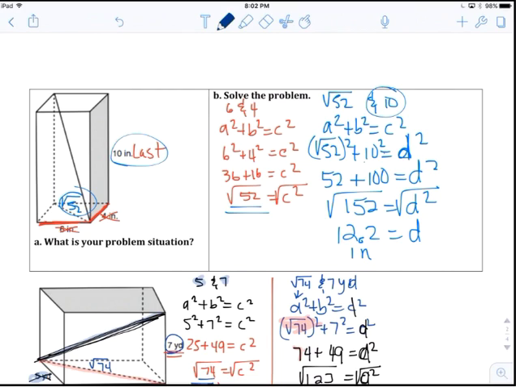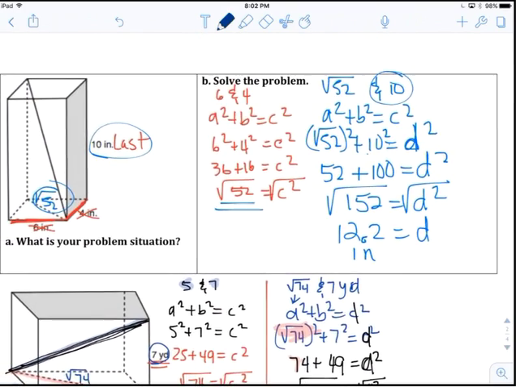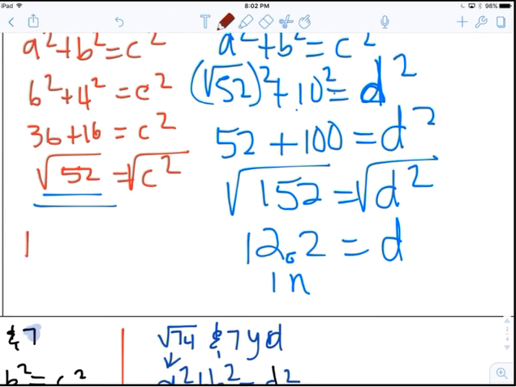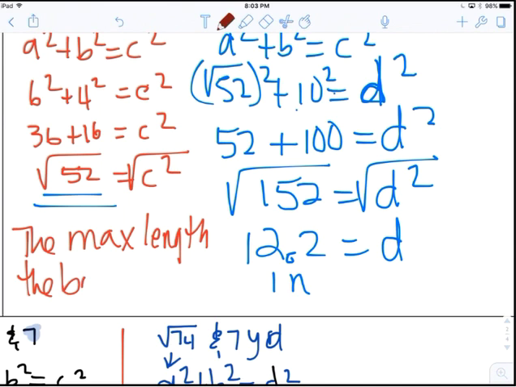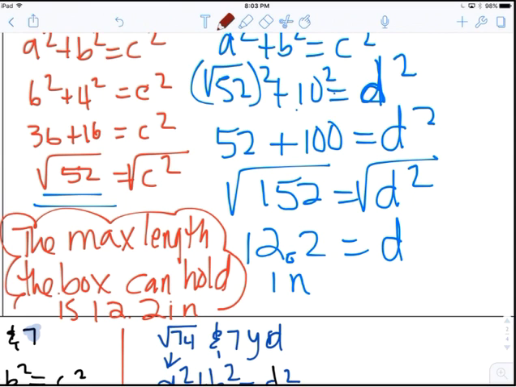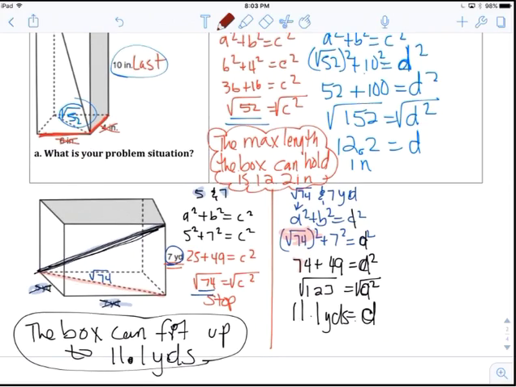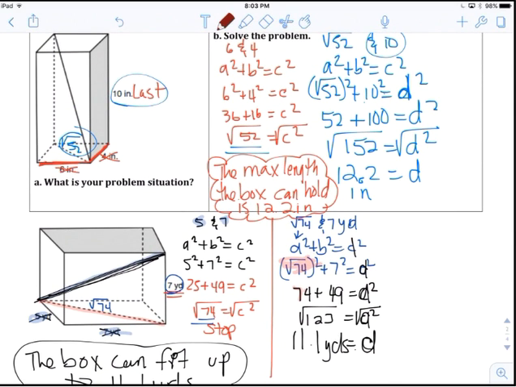12.2 what? Inches. So the biggest the box can hold is 12.2 inches. Anything bigger will be too big. The maximum length the box can hold is 12.2 inches. Okay, I'll leave it like this so those of you who are absent can watch it, or those of you who don't understand.